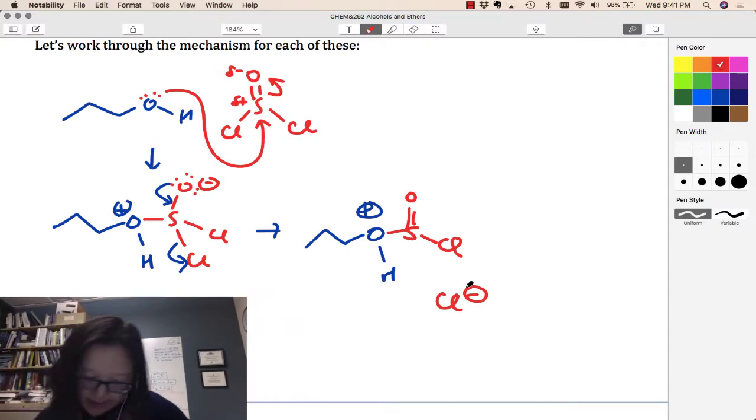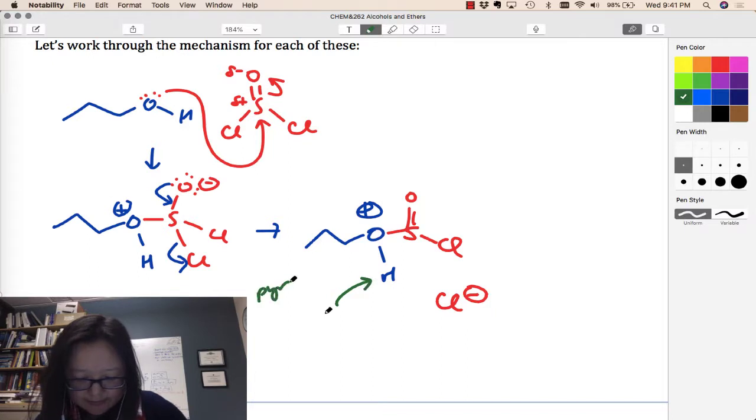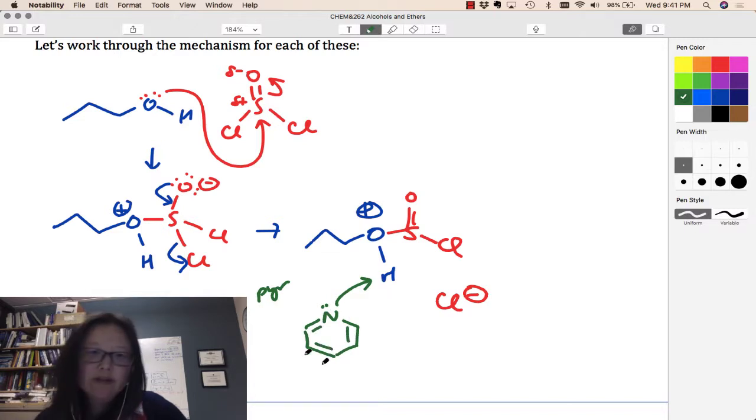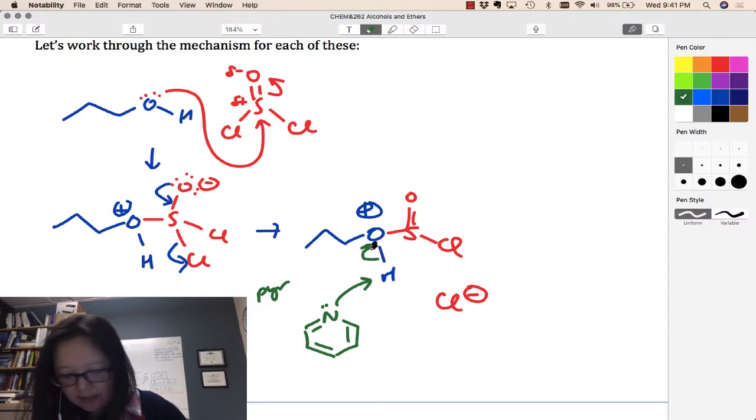So after that step, I end up with this, and now I need to deprotonate this hydrogen. So that's what the pyridine's for. It's basic due to the nitrogen's lone pair, and you don't have to draw the structure of this, but you do need to know what pyridine does. It grabs this H, and then the electrons go to the O there. Then I also have this chloride that came off, which is right here.